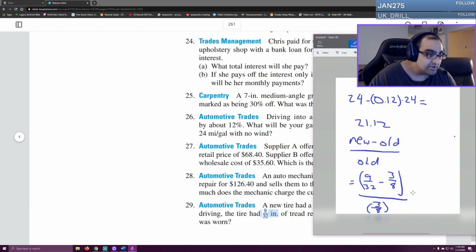So we're going to enter that into the calculator here in this case. So again, new minus old, all divided by old. So we'll do 9/32, again, minus 3/8. And we'll divide that by 3/8 once again. And here you should have gotten minus 0.25. So this will be a loss, again a minus, of 25%.